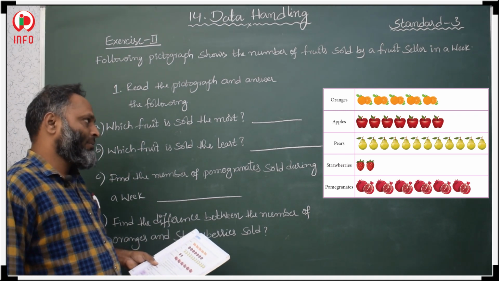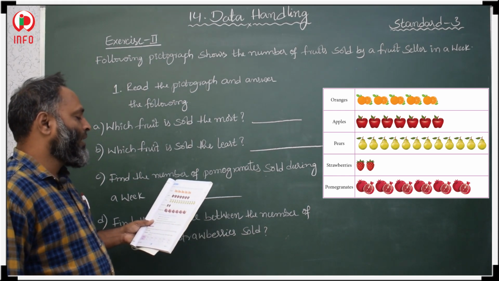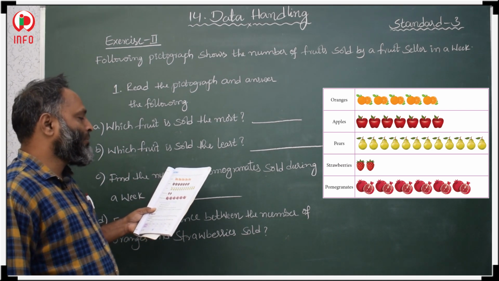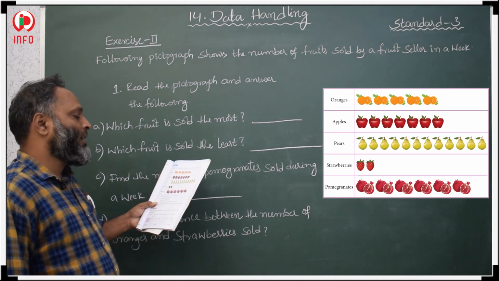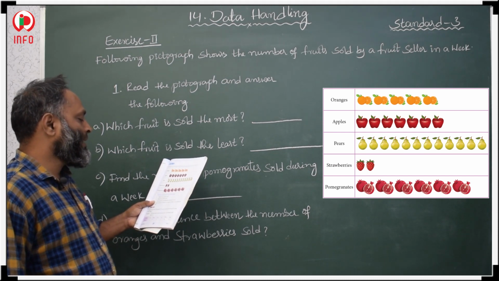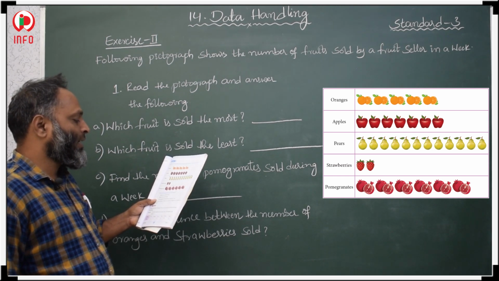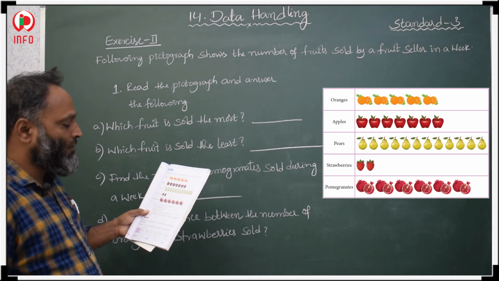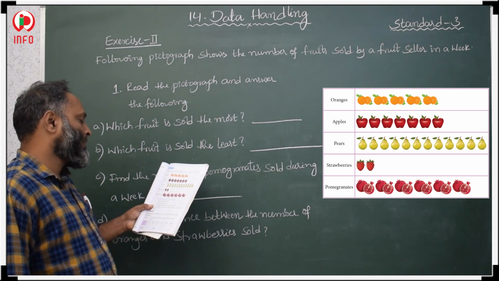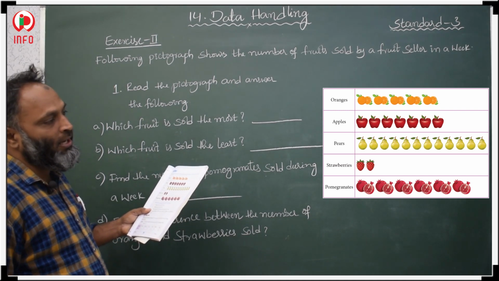In these 5 types of fruits, the questions are, how many fruits he sold? Oranges, 5 oranges he sold in a week. After that, how many apples he sold? Count once. 6 apples he sold. Then how many pears he sold? 1, 2, 3, 4, 5, 6, 7, 8, 9, 10, 11, 12. Then how many strawberries? Only 2 strawberries. Then how many pomegranates? Only 6 pomegranates he sold in a week.